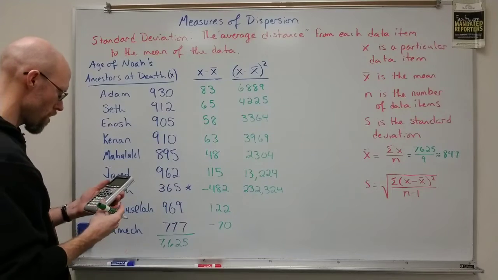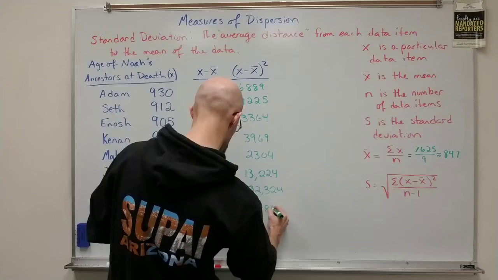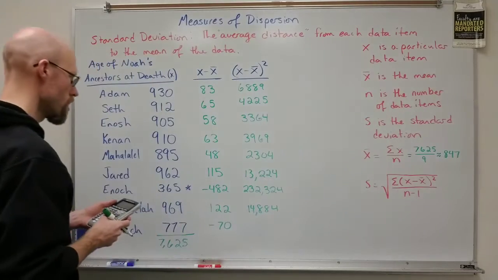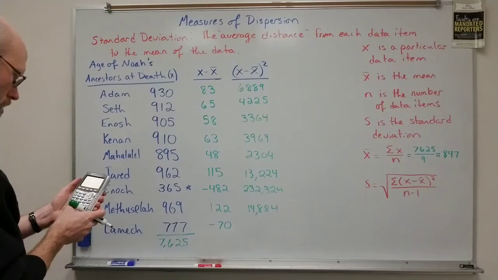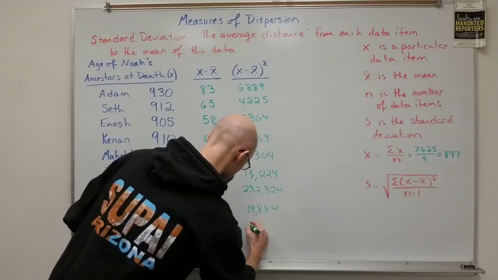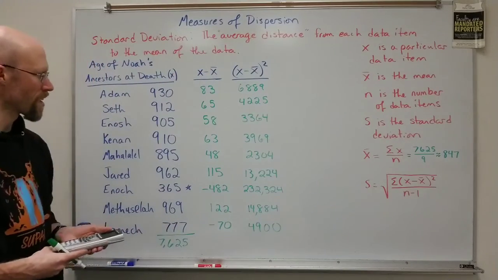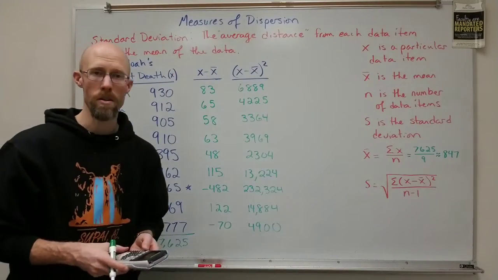122 squared is 14,884. And then 70 squared is 4,900. Okay, so those are our squares.